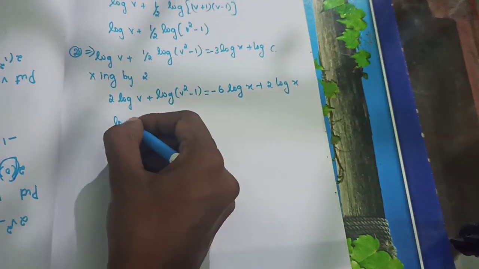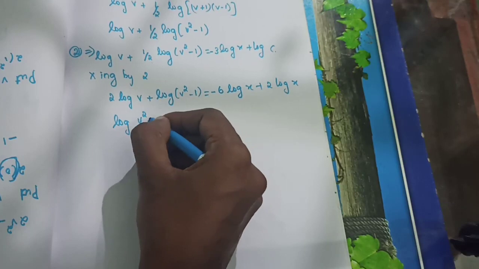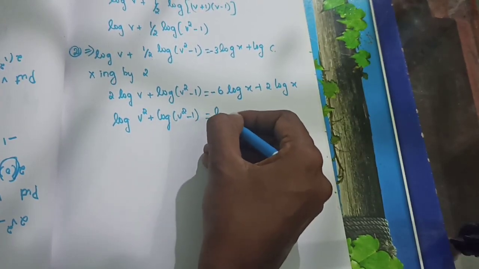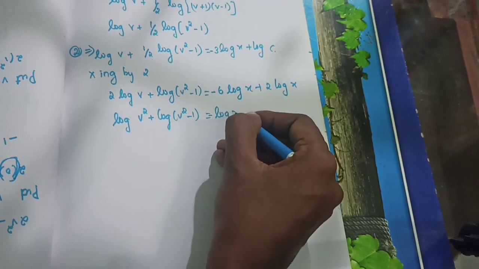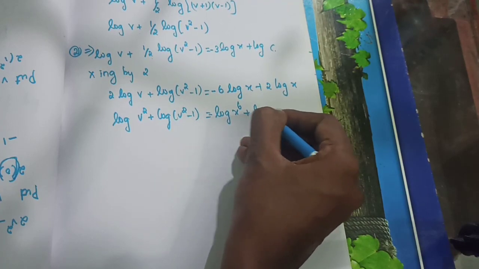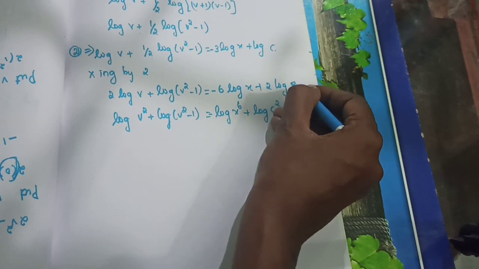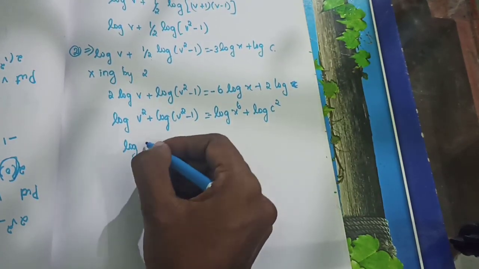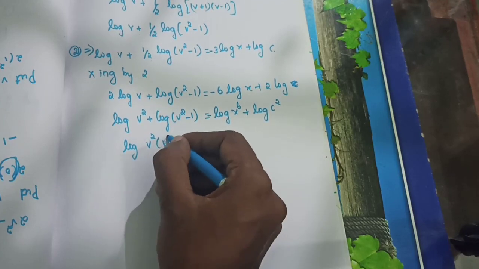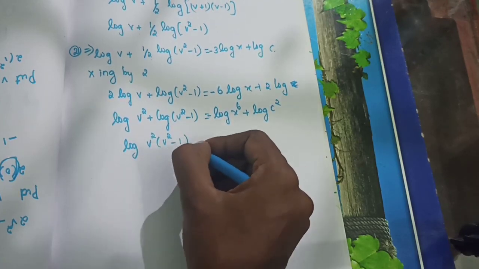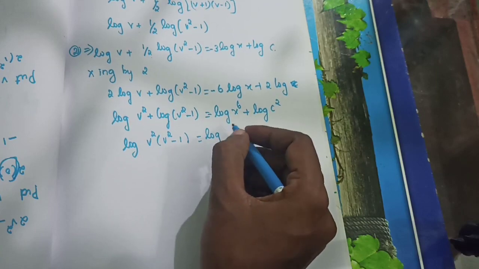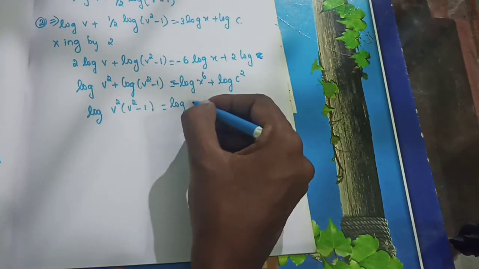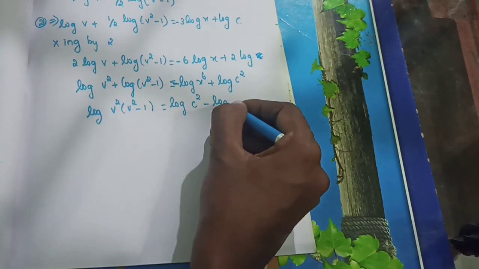This 2, then only it will go. Then how will you write this 2 as log v square? It will go to the power. So log of (v square minus 1), this also will go to the power. That is minus log x power 6 plus log c square. Then now log of a into a plus b means log ab, correct? v square into (v square minus 1) is equal to log a plus b means, here it is minus, is it right? So minus, so we will apply the next step, minus log x power 6.